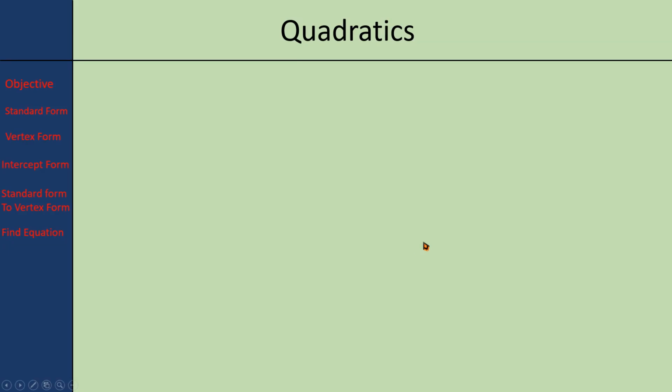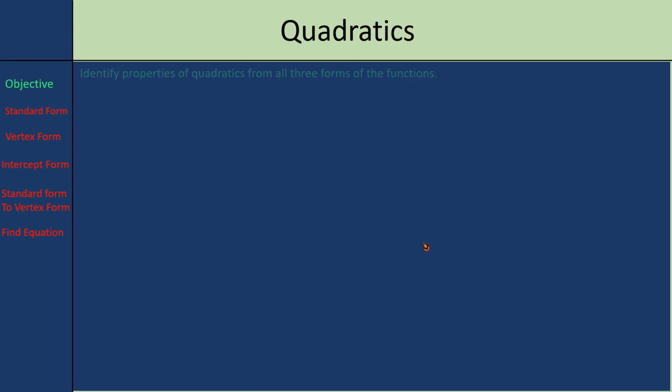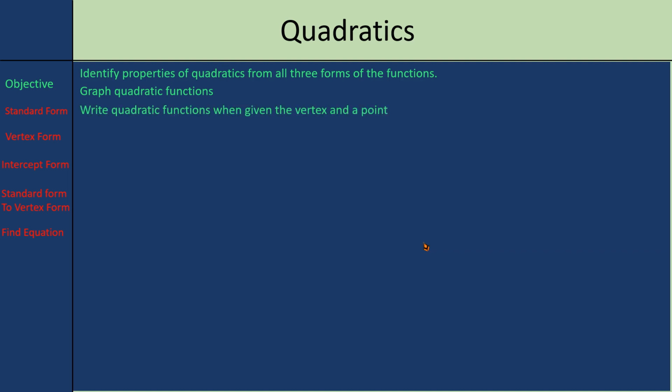Okay, so today we are moving on to dealing with quadratics, and nothing here is going to be something new that you haven't seen in Algebra 2, but we're going to go over everything again. So our objectives are going to be identify the properties of quadratics from all three forms of the functions, and we're going to graph them, okay? And then we're going to write quadratic functions when given the vertex and a point.